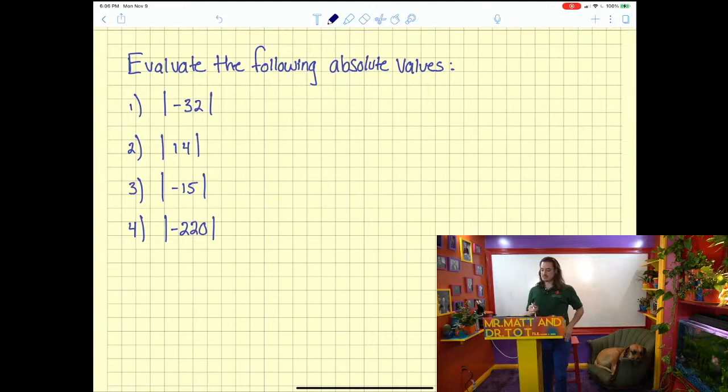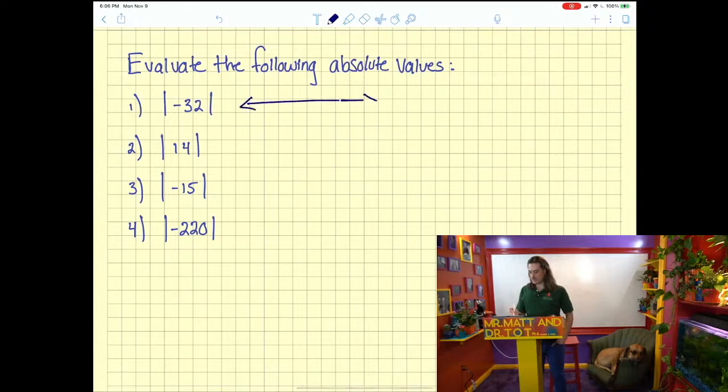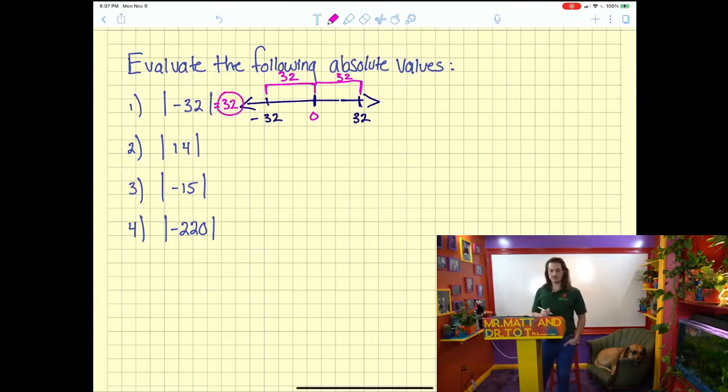Let's look at these. Again, the absolute value just represents the distance from 0 on a number line. So if I have -32 over here, and I have +32 over here, notice that this is the same distance. They're both 32 units from 0. So the absolute value of -32 is 32. I'm going to give you 1 minute. Please look at 2, 3, and 4 and evaluate those absolute values.